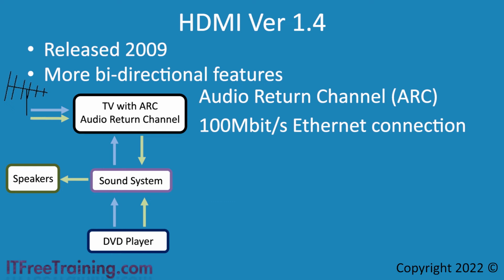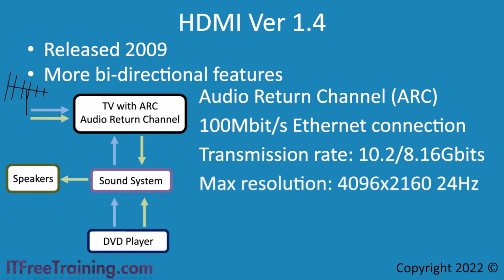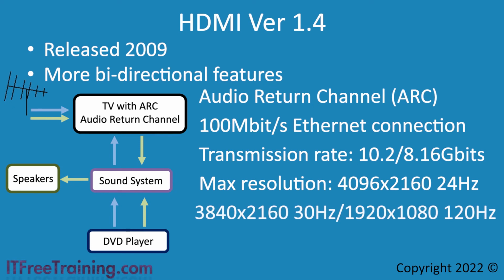In the case of version 1.4, the usable bandwidth is about 8 gigabits per second. As more data is transferred over the cable, this may limit the maximum resolution of the cable. In this case, the maximum resolution is 4K at 24 Hz. 24 Hz is a pretty low frame rate, so you may want to use a different resolution like 1080p, which supports up to 120 Hz. Which resolution you choose will determine how much bandwidth is required.